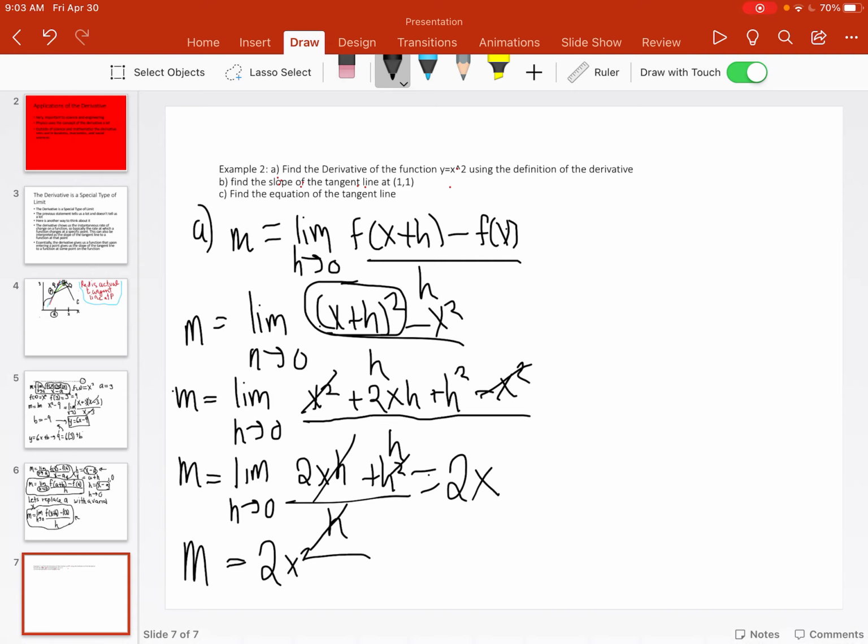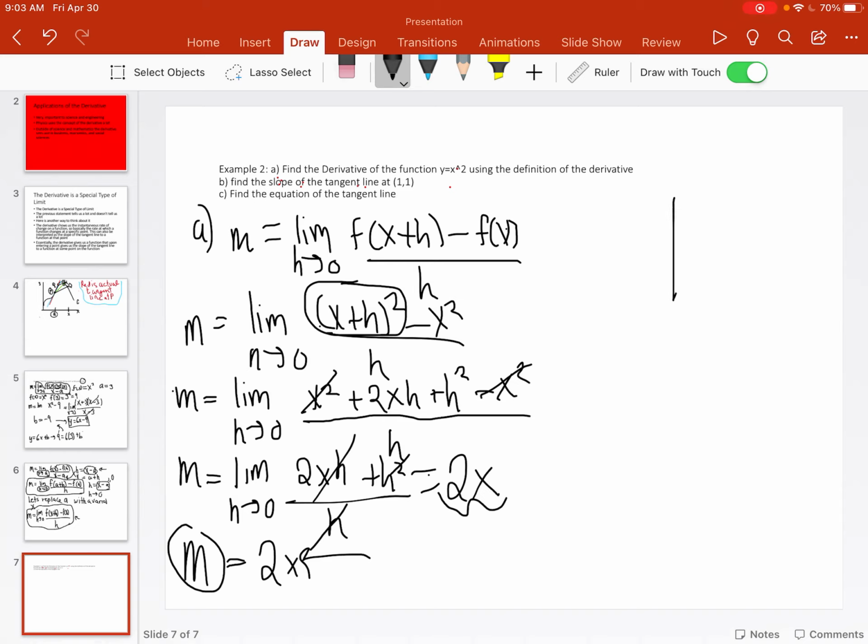Well, what do you notice here? The slope, as I said at the start of the video, the derivative we got here, which is 2x, is a function in itself. So if I plug in different inputs, I'll get different slopes at different points on the function. Because recall, x squared.